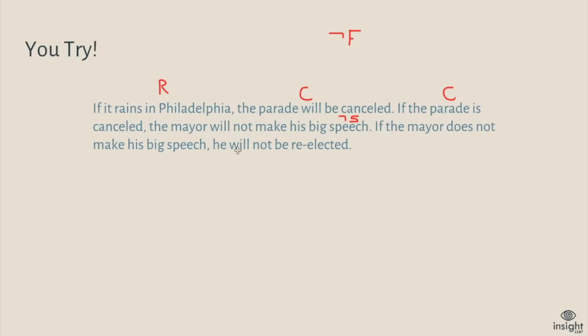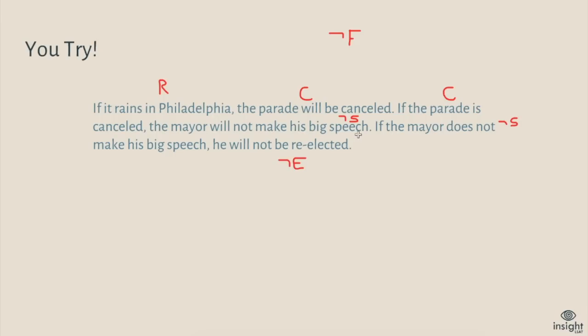And if the mayor does not make his big speech, okay, if not S, he will not be reelected. Okay, another not. So we already have an R, so I can't use reelected, but I'll use E. It's close enough. E is for reelected, and it's a not.